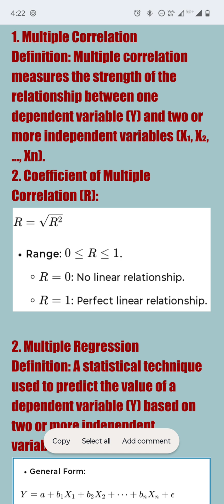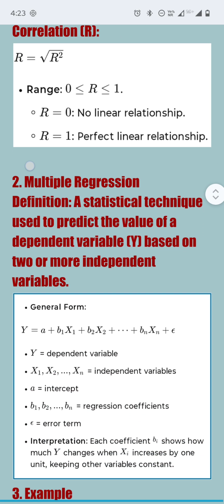The range of the coefficient of multiple correlation is 0 to 1, which means the value of R lies between 0 and 1. If R is equal to 0, then there is no linear relationship. If R is equal to 1, then there is a perfect linear relationship.